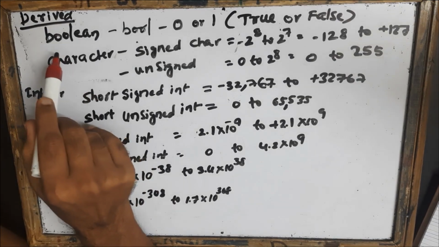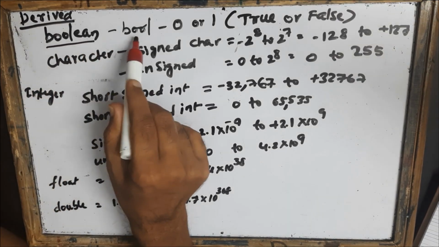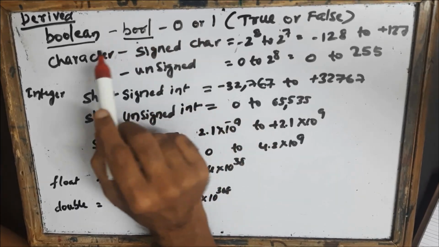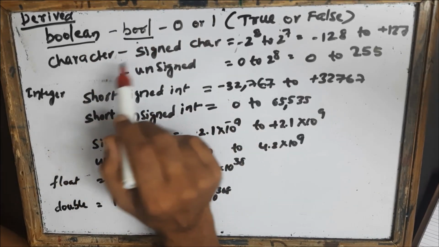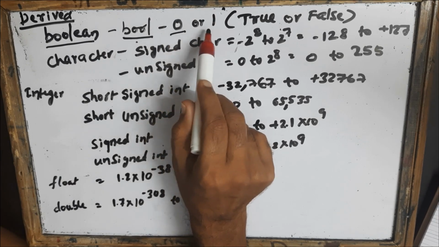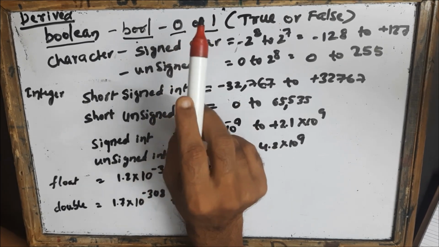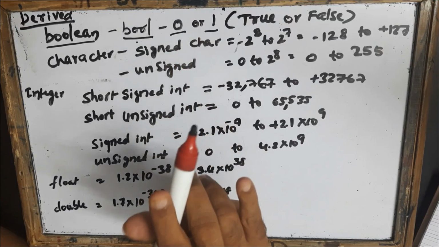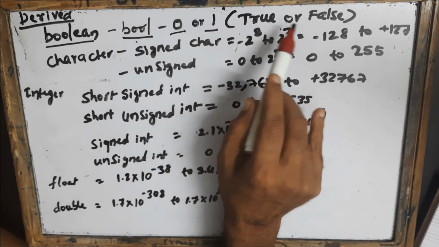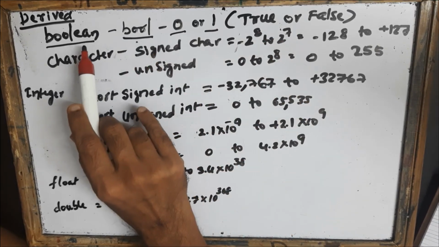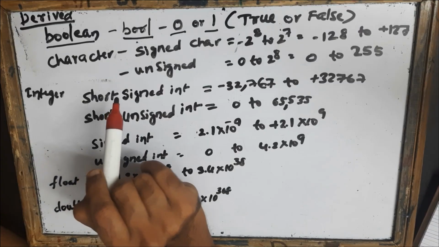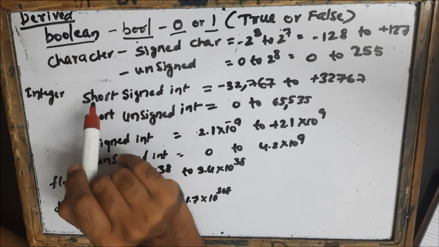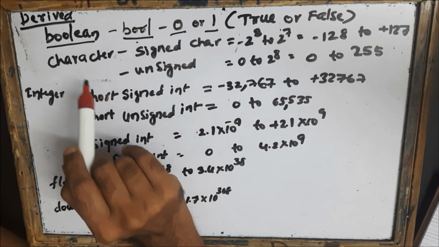Okay. In Boolean, the keyword is bool. We call it bool. It is originally an integer type. It can take 0 or 1. That means it can take only two values, either 0 or 1. That can be true or false. So where you want to have only true or false, there you can use the Boolean bool type.